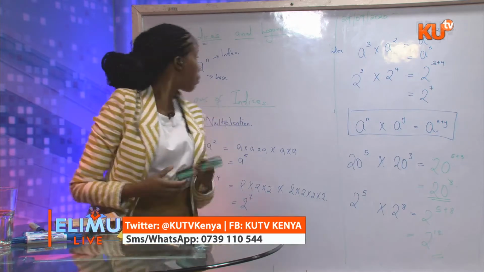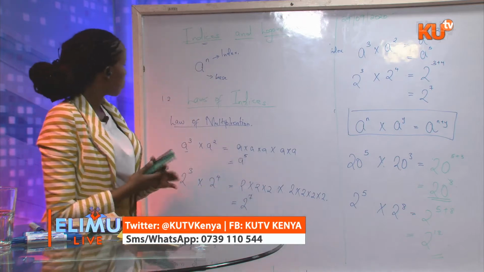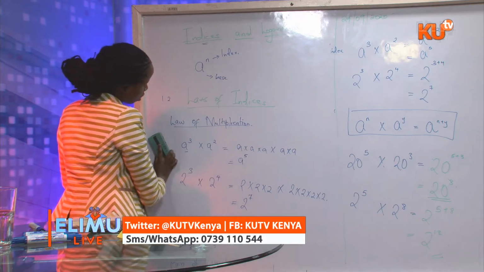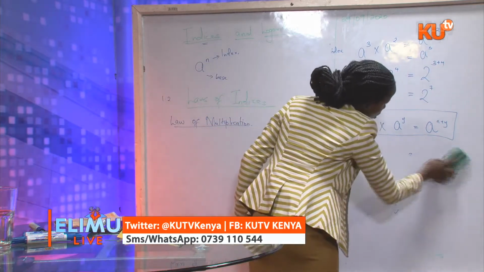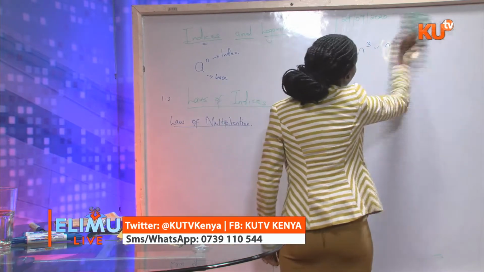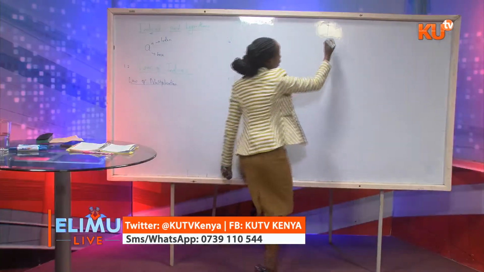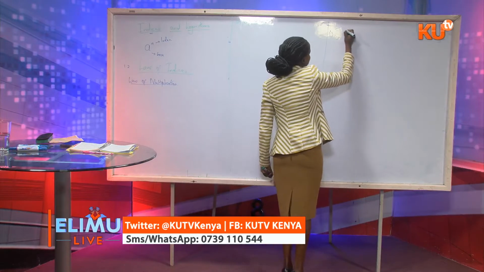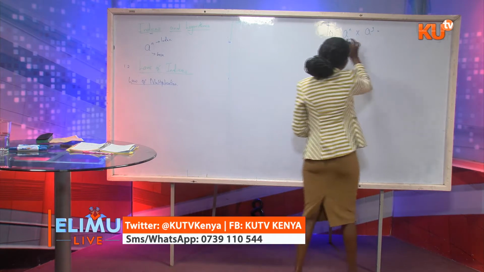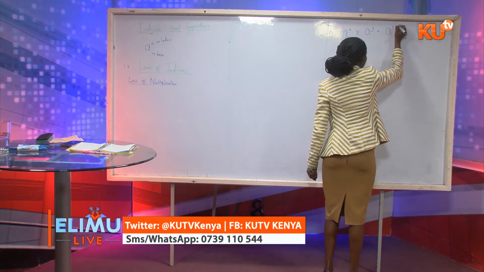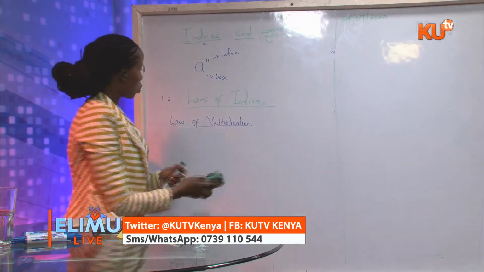Let us go to our law number 2. I said we have 3 laws of indices. So let's just do this. What I do, I'll be noting down the laws. So we have our first law here. And we have said if we have a raised to n multiplied by a raised to y, then we simply say that the bases are the same, a raised to n plus y. So that is the first law. The second law is the law of division.